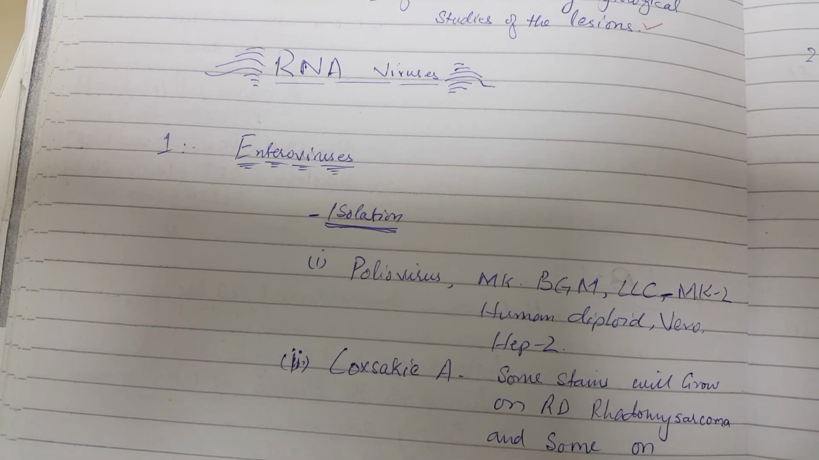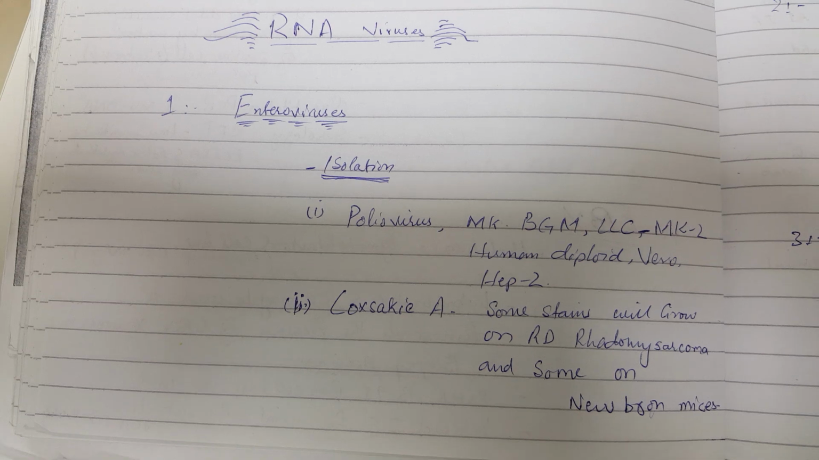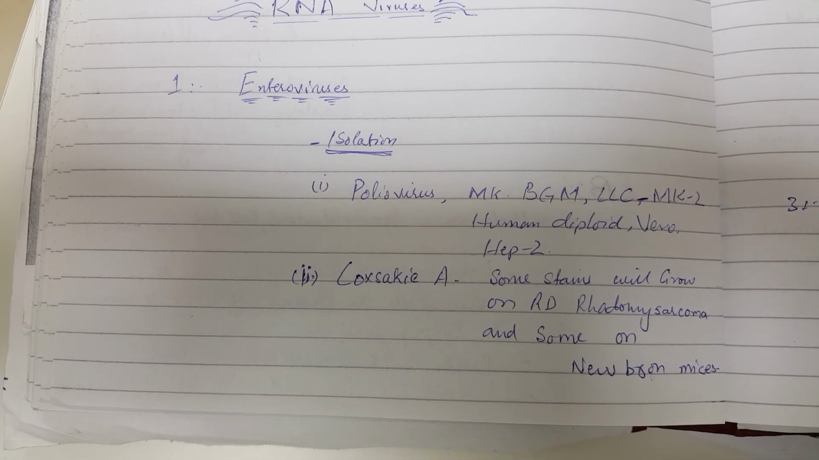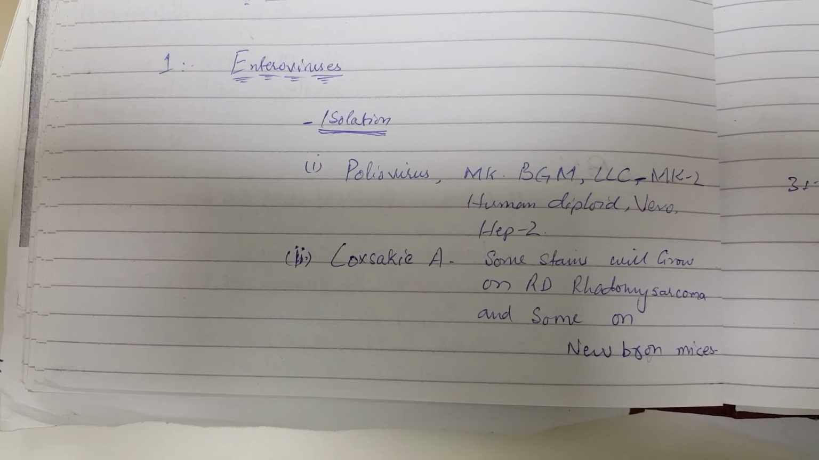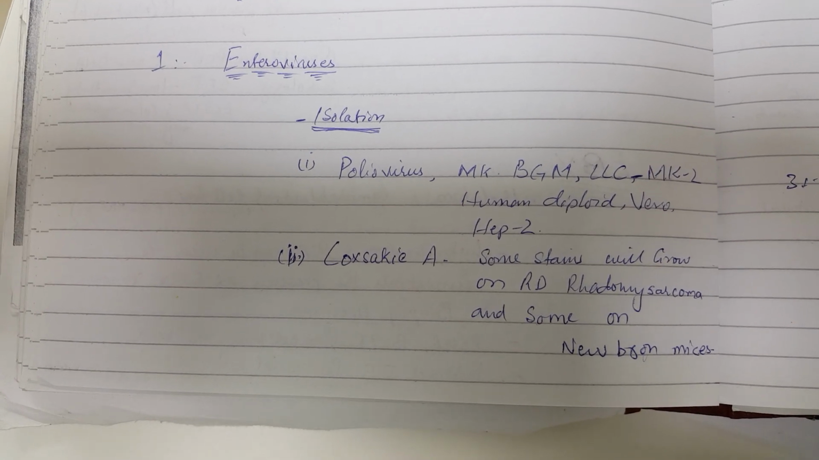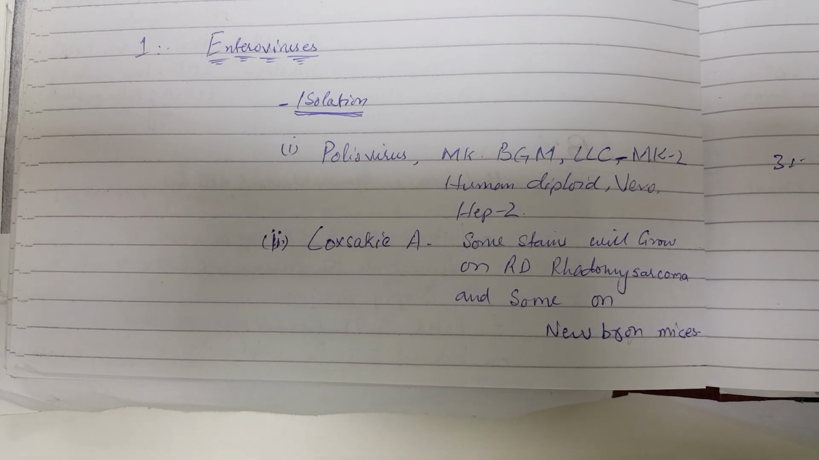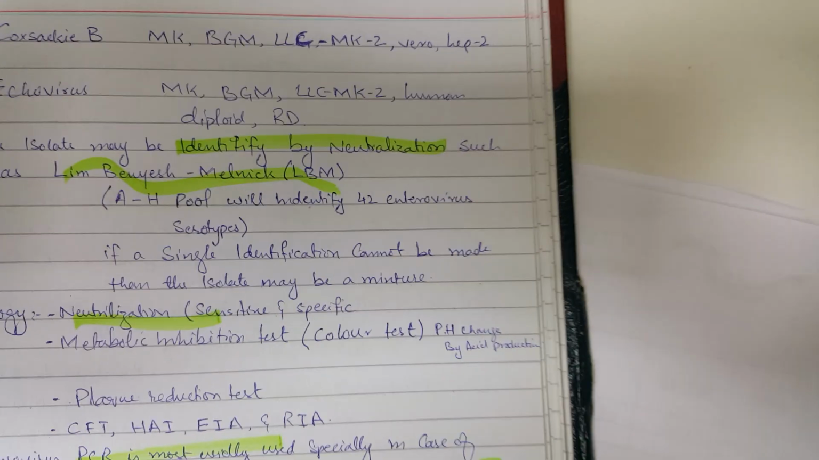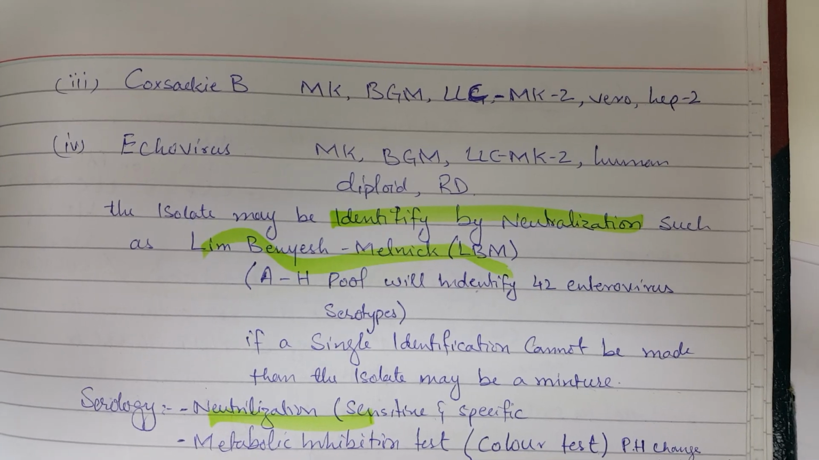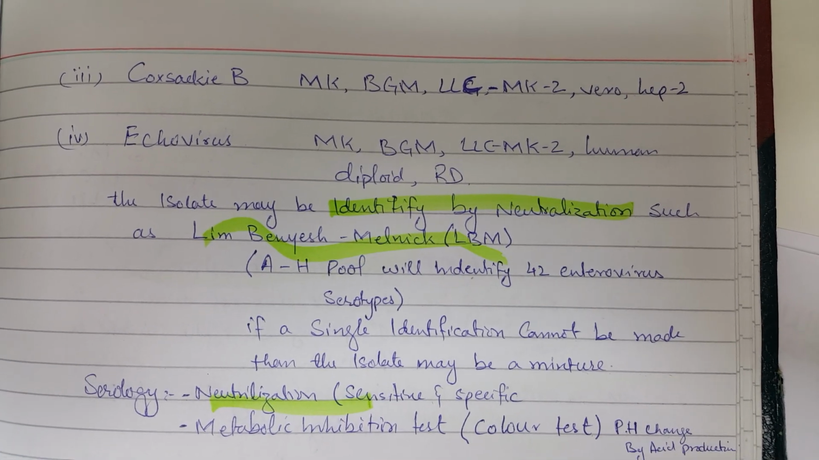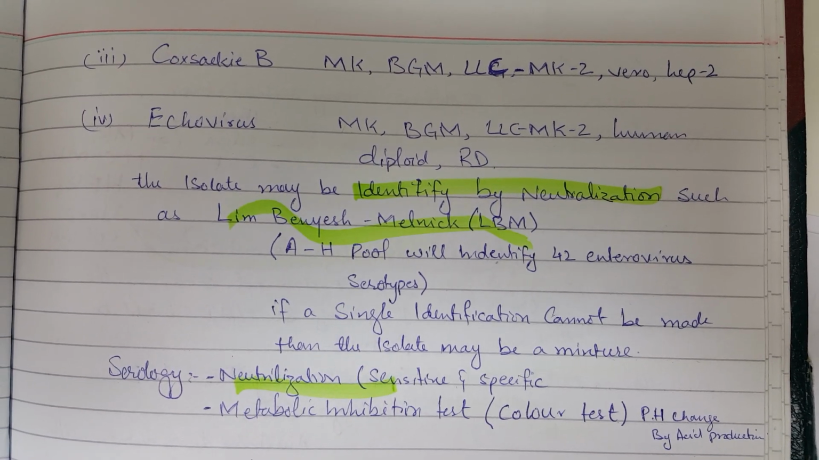In RNA viruses, enteroviruses are isolated. Polioviruses can be isolated on MK, BGM, LLC-MK2, and Vero, HEp-2. For Coxsackie A viruses, some strains will grow on RD, rhabdomyosarcoma cells, and some on newborn mice, while Coxsackie B can be isolated on MK, BGM, LLC-MK2, and Vero, HEp-2. Echoviruses can also be isolated on MK, BGM, LLC-MK2, human diploid cells, and RD.